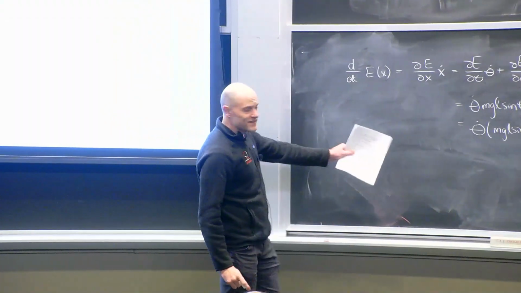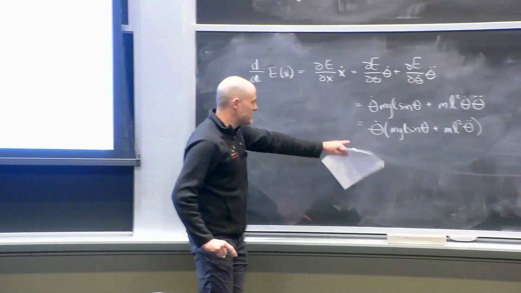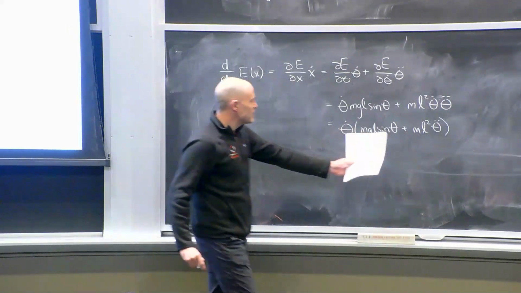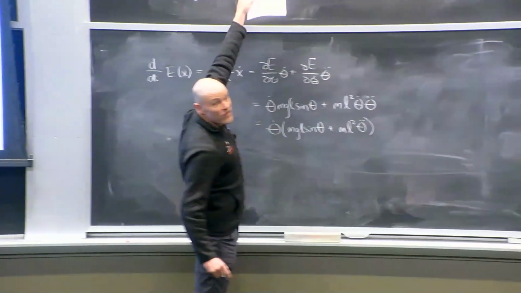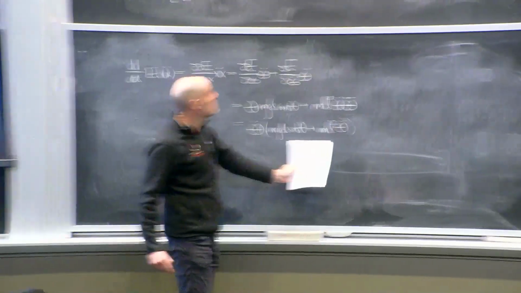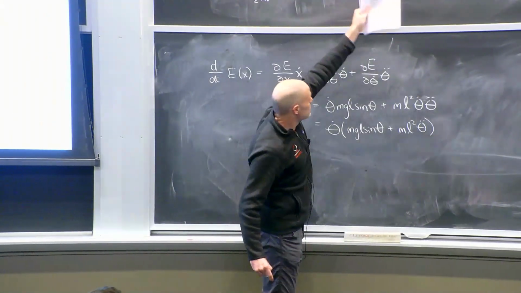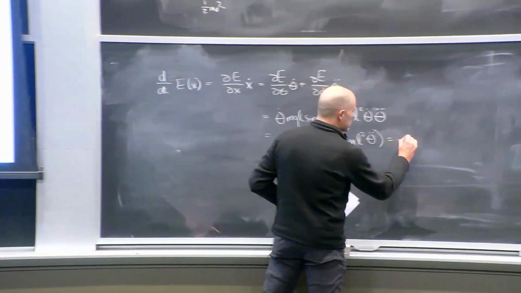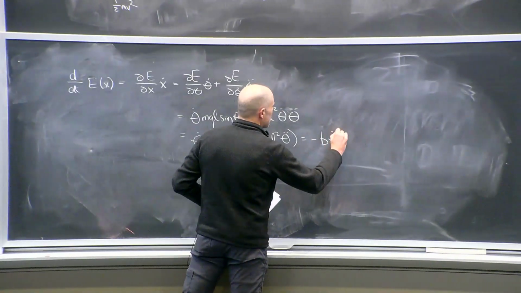And if you look, this is not a coincidence. It seems like it's a coincidence the way I've done it here. It just happens that this is the left-hand side of the equation I wrote above. So let me substitute in the right-hand side of the equation, and this is just negative b theta dot squared.